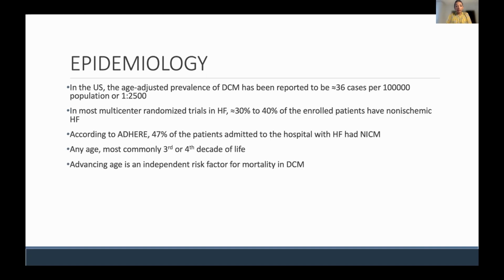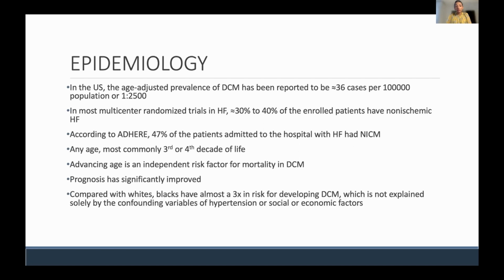This can occur at any age, most commonly in the third or fourth decade of life. Advancing age is an independent risk factor for mortality in dilated cardiomyopathy. Prognosis has significantly improved as well. However, there are disparities in the prognosis.